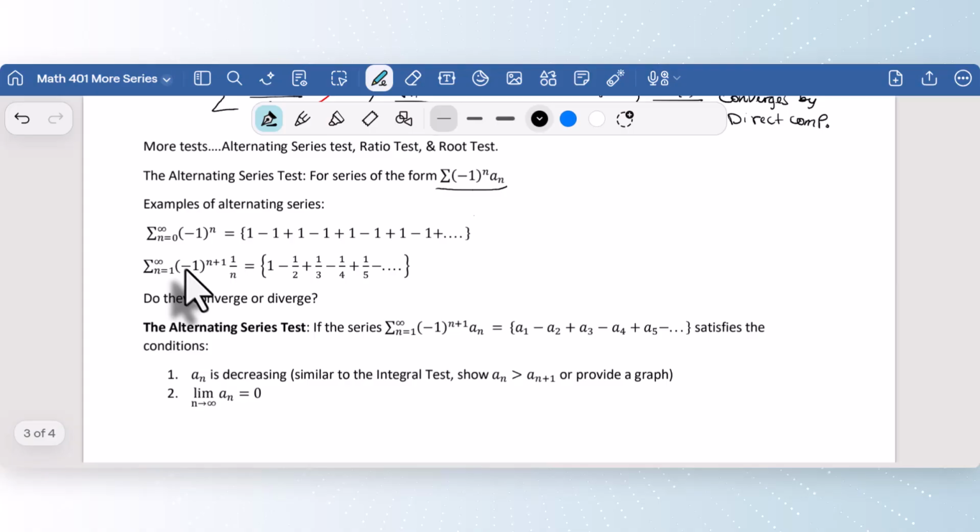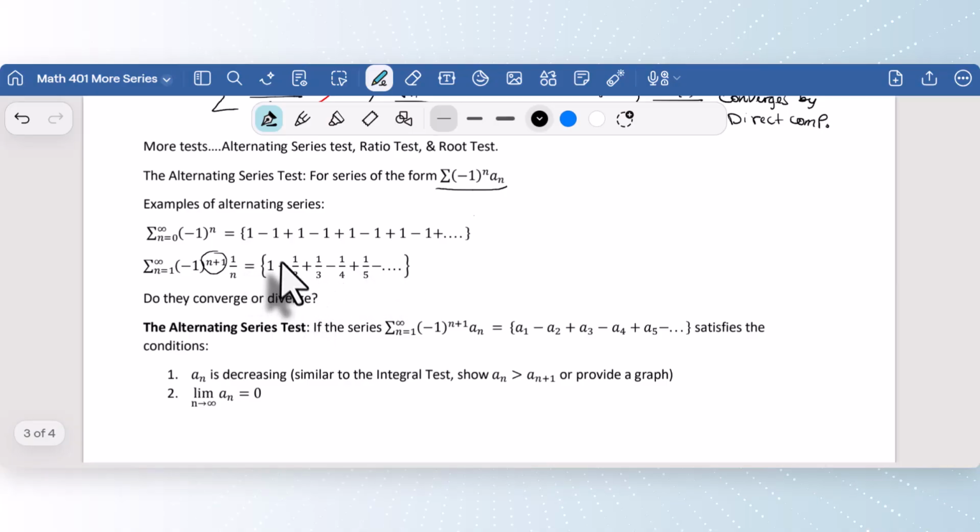Second example is this (-1)^(n+1). Here we're starting at 1. Oftentimes, if we want the first term to be positive, we may adjust this n so that it's either n plus 1, or you may see it as n minus 1 as well, just depending on where we're starting. If we want that first term to be positive, we adjust it. If we don't care, we can just leave it as n. And so this will be (-1)^1, and so that will be a -1, and so we will start that way.